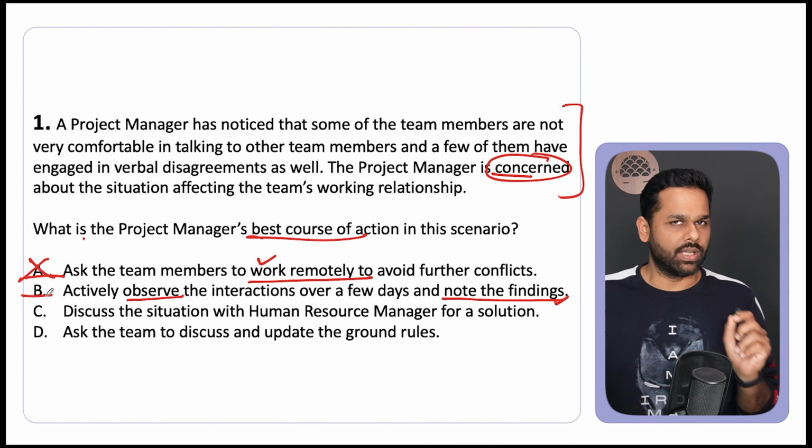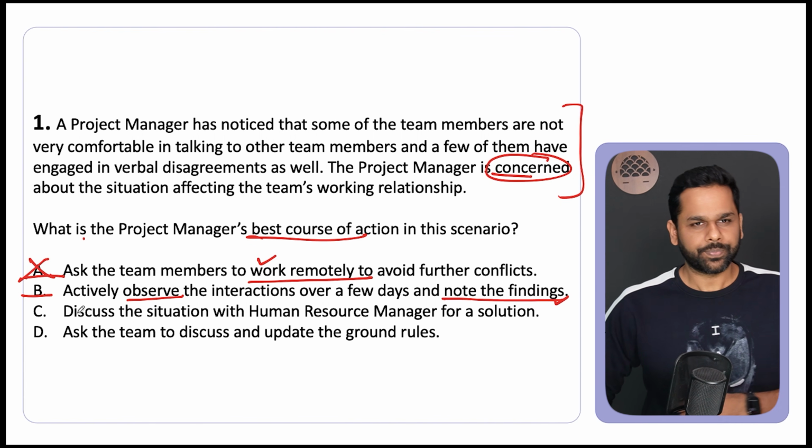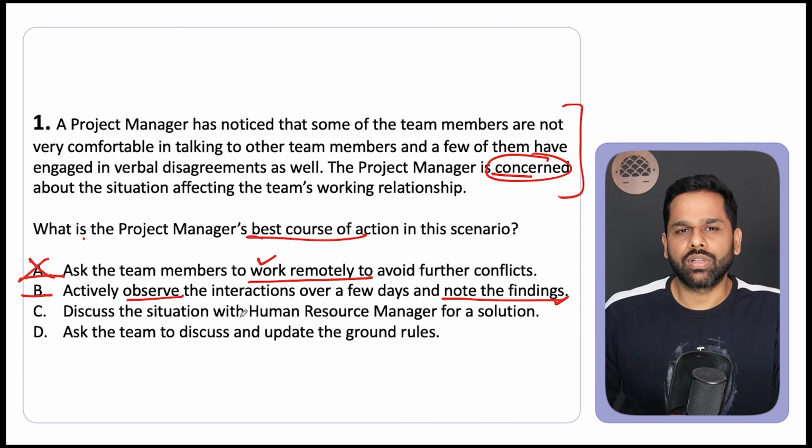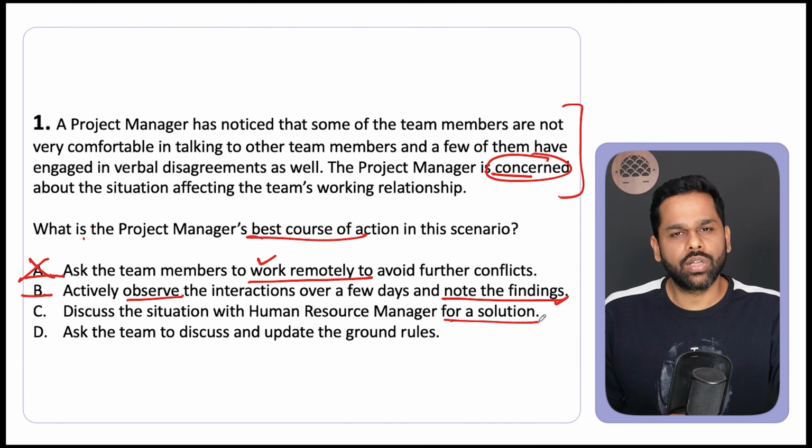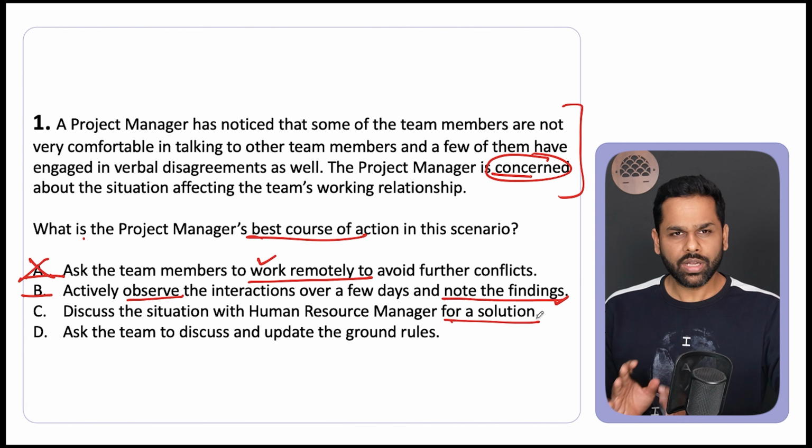So we'll keep this. Okay. Then we go to C. Discuss the situation with human resource manager for a solution. So now here, look at the point.